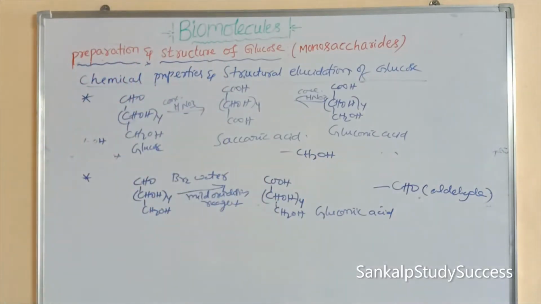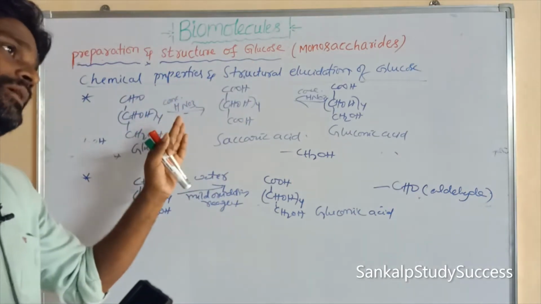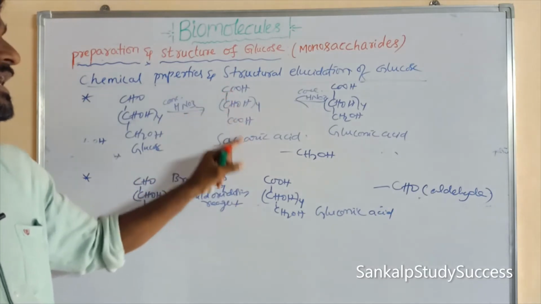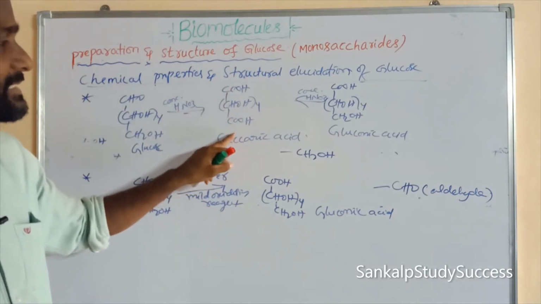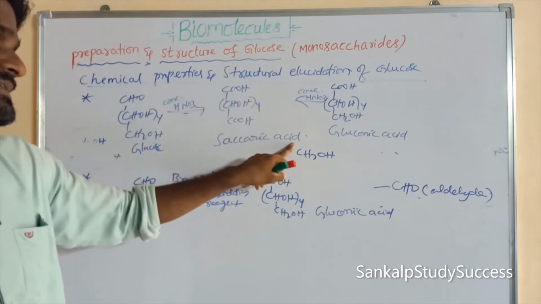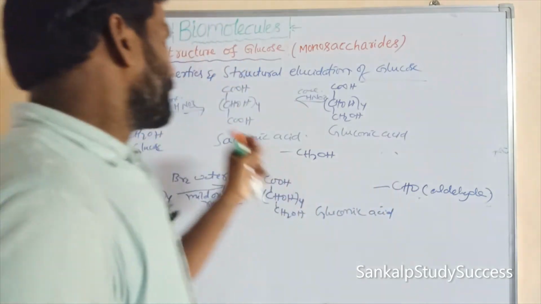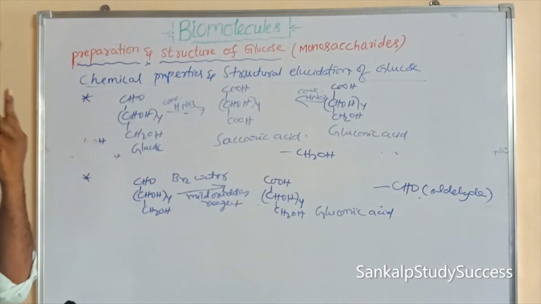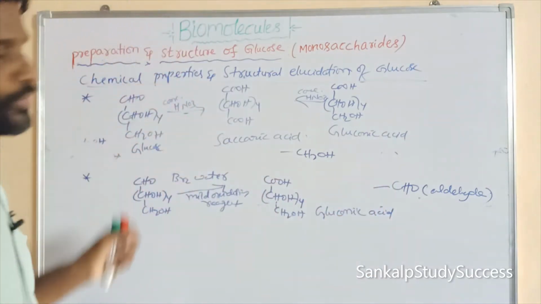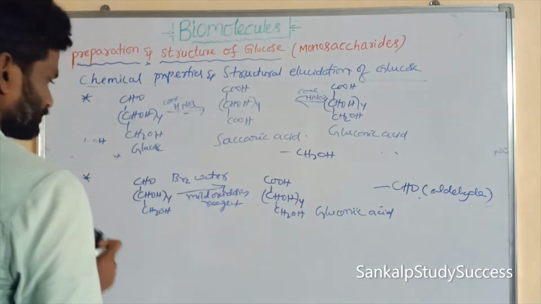So on oxidation with concentrated HNO3, both glucose and gluconic acid give a dicarboxylic acid with the same number of carbons. Its name is saccharic acid. This reaction suggests that a primary alcohol like CH2OH is present in glucose.